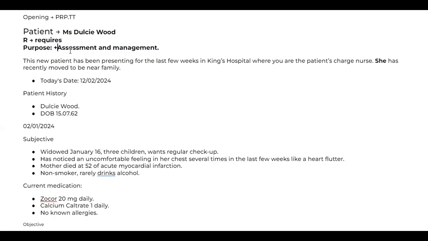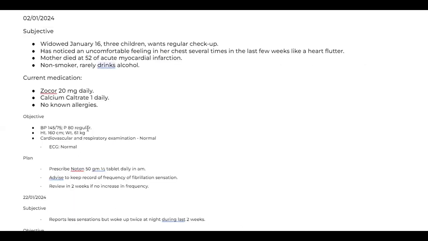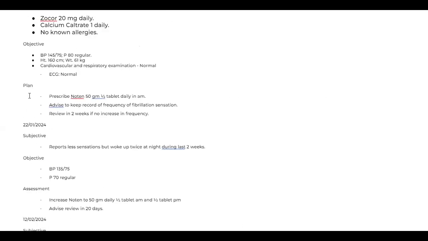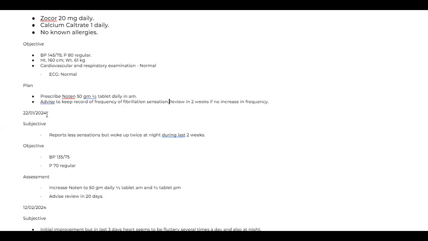Now, I have a question to you. Do you think any assessment was done from this hospital? Did you do any kind of assessment? Because you are the nurse, you are the one who is writing this letter. Did you do any kind of assessment for this patient, especially the last one? You have prescribed Norton and you have done some advice. Okay, and then here this is the last date. Reports less sensations. Just a BP was checked, and the pulse rate also is showing here. Increase Norton, advice review.